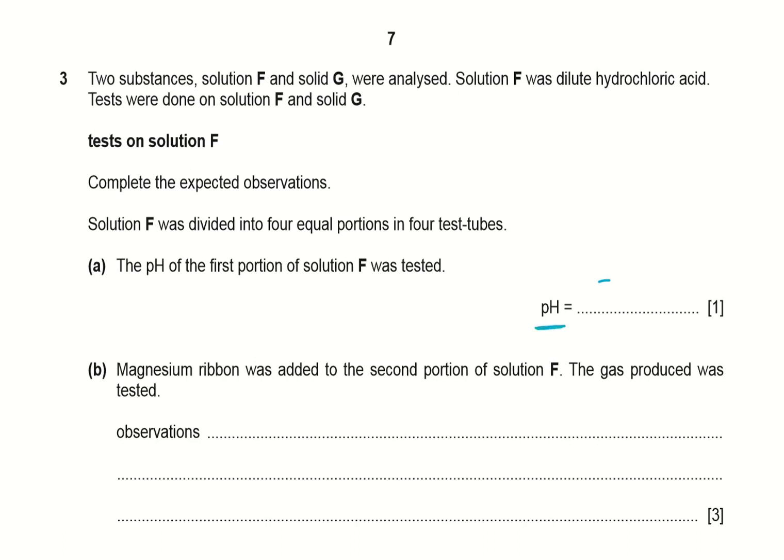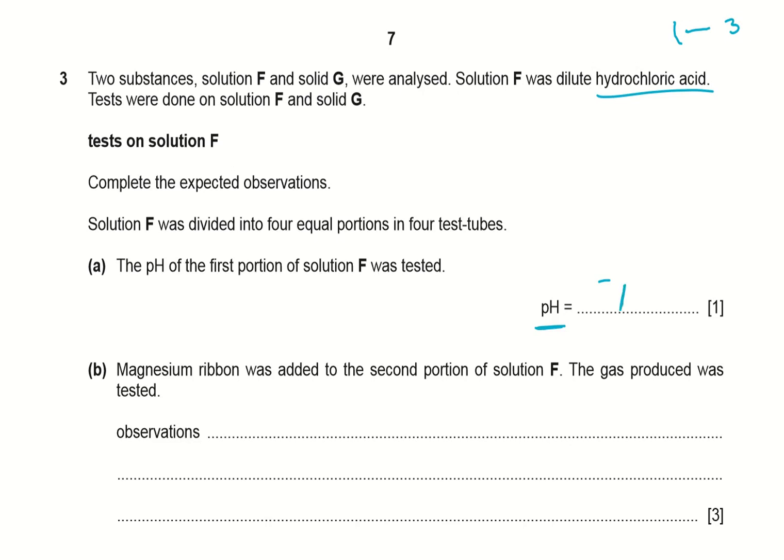Anytime they ask for pH, they're actually asking for a specific number, not whether the substance is acidic or basic. So when they say pH, give them numbers. In this case, it's hydrochloric acid. Hydrochloric acid is a strong acid, so the pH of a strong acid ranges from 1 to 3. So basically 1, 2, or 3 will be fine. So we'll just say the pH here is 1.